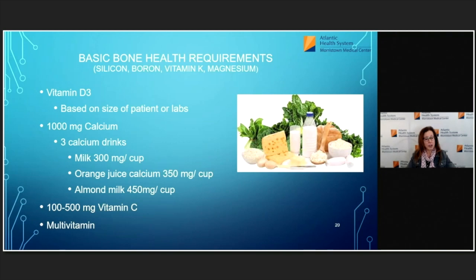All patients over the age of 3 require 1,000 milligrams of calcium per day minimum. Under 3, 700 milligrams. And you can get this, I always tell the patients, if they can get 3 calcium drinks a day, 1 orange juice with calcium, 2 milk, they're done. And then we need some vitamin C, which again, if they're getting some orange juice, they've checked that box. And we need a multivitamin.